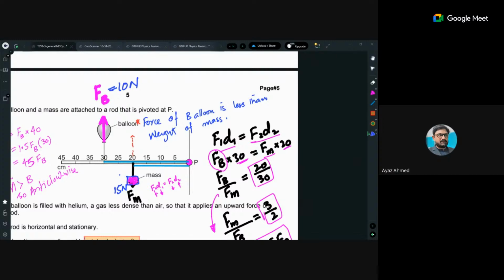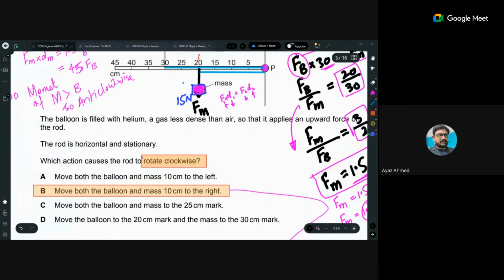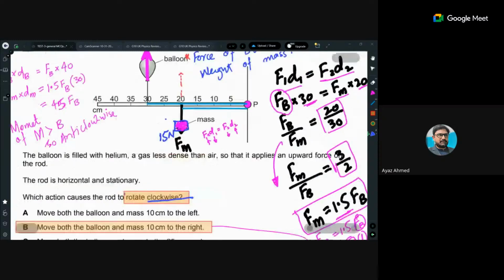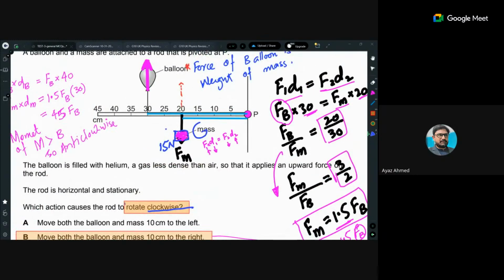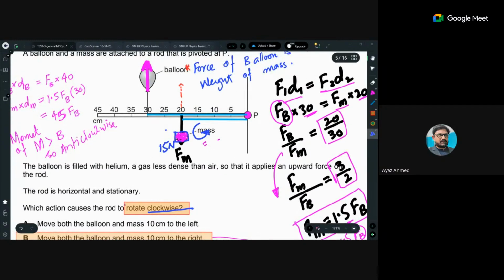अब आप सारे options try करो. First of all, the question is, which action causes the rod to rotate clockwise? To rotate clockwise. So clockwise rotation means that the mass, this moment is anti-clockwise, isn't it? Is this all clear to everyone? This is anti-clockwise, and the movement of the balloon is clockwise. Is my point clear to all?